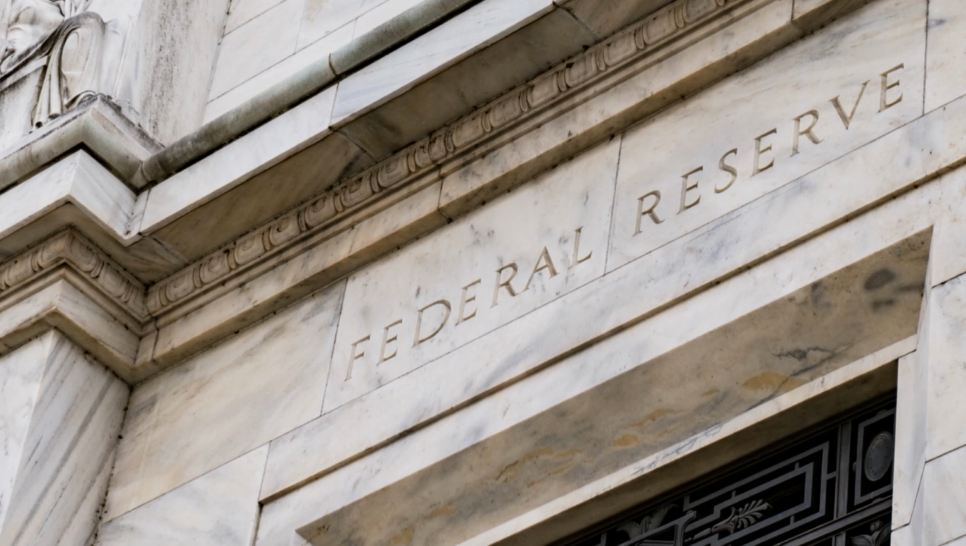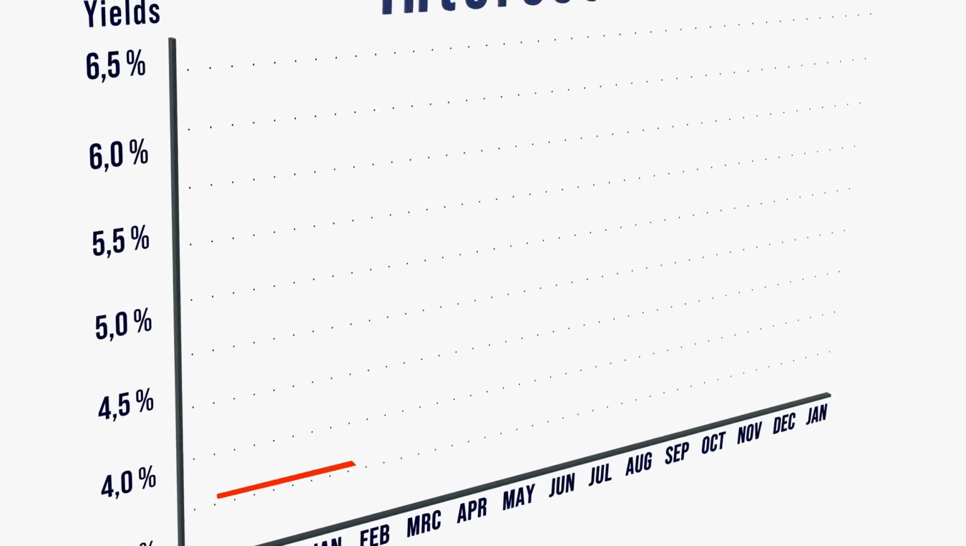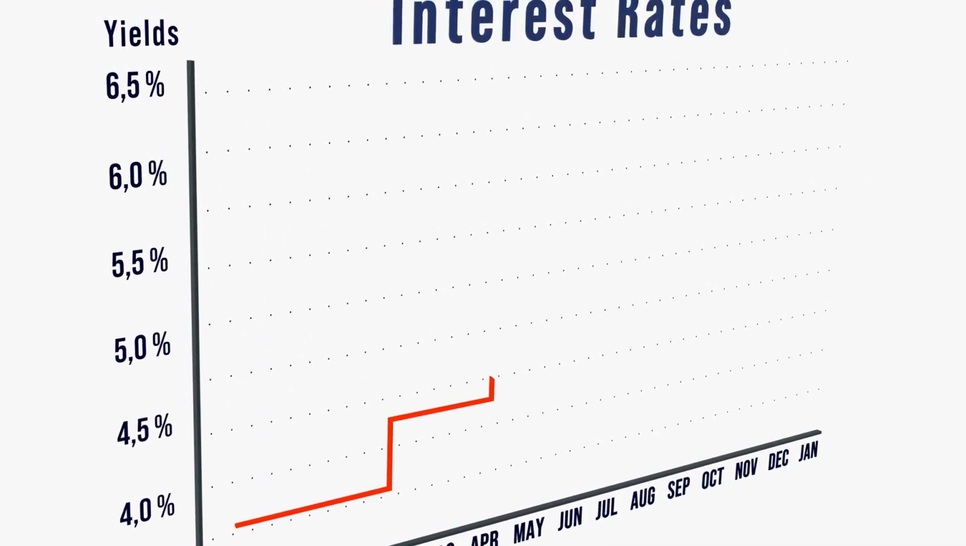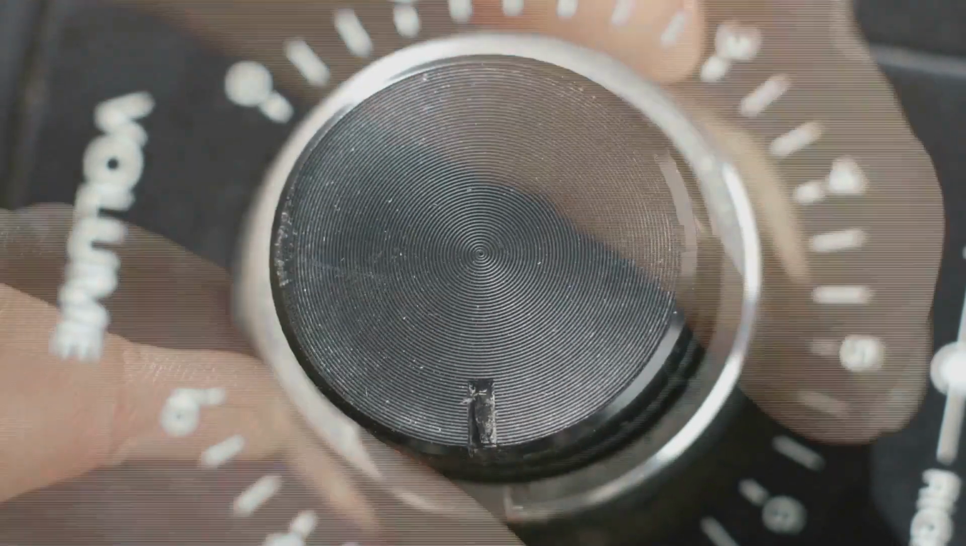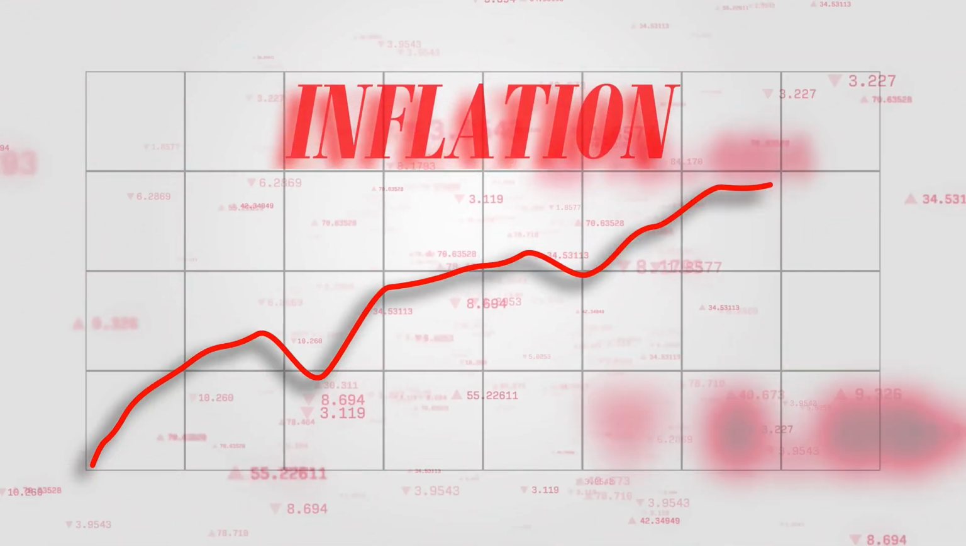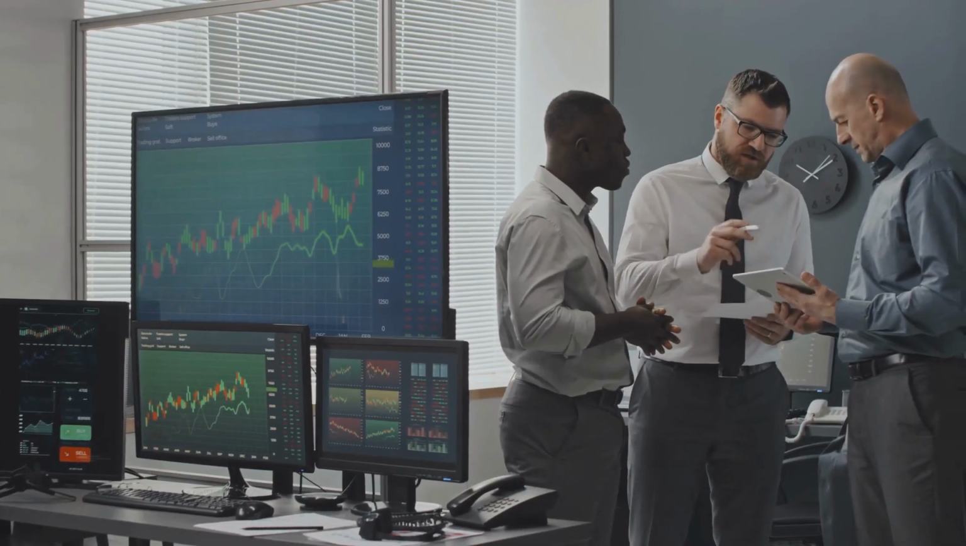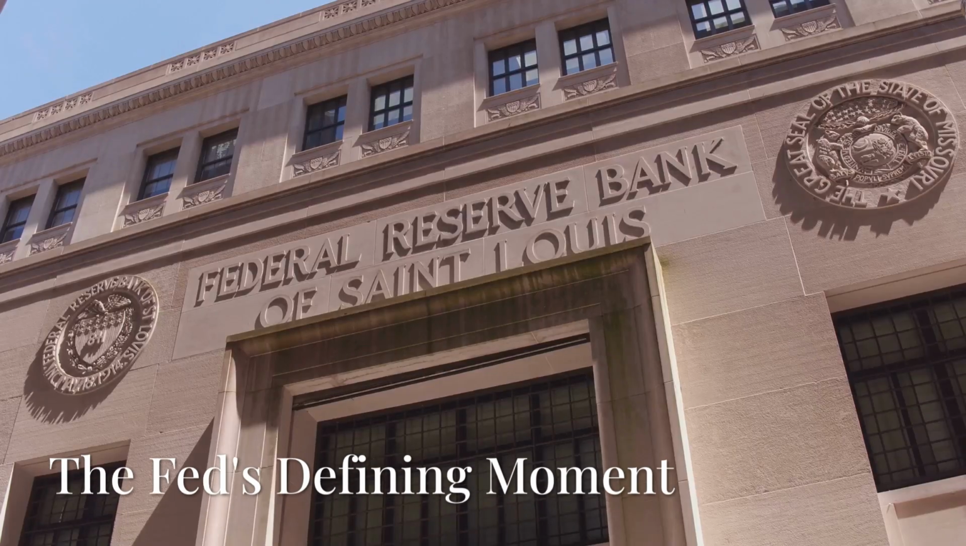Section 4. Interest rates, QE, and the unintended consequences. The Fed adjusts interest rates like a volume knob for the economy. Lower rates make borrowing cheaper, boosting investments, but too low, and you get inflation. Quantitative easing, or QE, injects trillions into the system. Critics say it inflates asset bubbles, benefiting the wealthy.